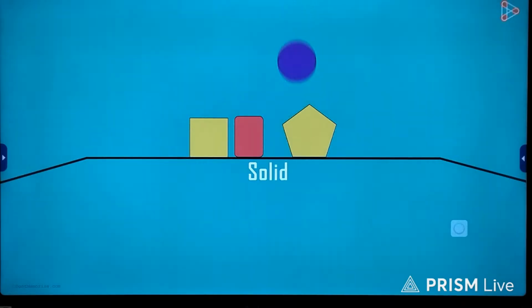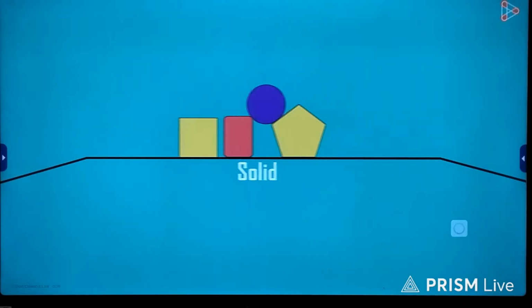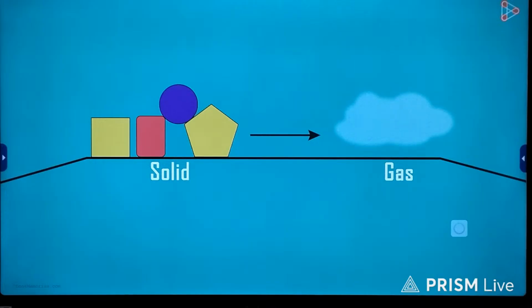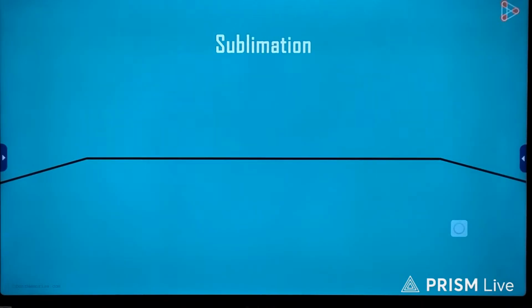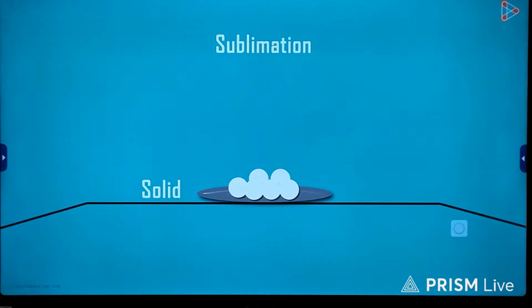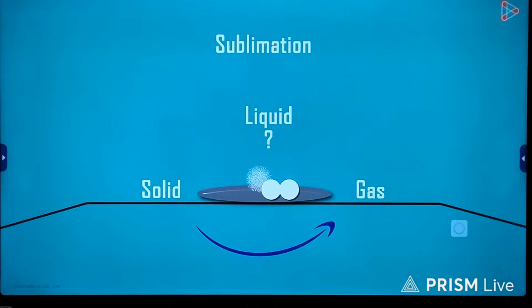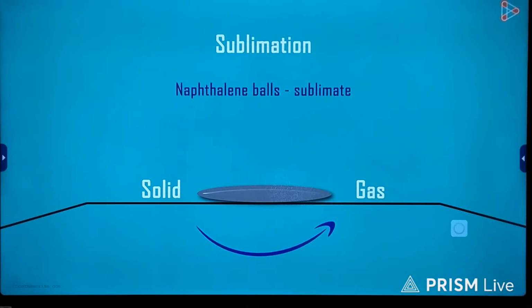But do you know something interesting? There are some substances which change directly from solid to the gaseous state. Yes, solid to gas directly. This process is called sublimation. For example, the naphthalene balls used in our houses disappear within a few days. We do not see them get converted into the liquid state. These naphthalene balls move directly from the solid state to the gaseous state. Therefore, we say that naphthalene balls sublimate.